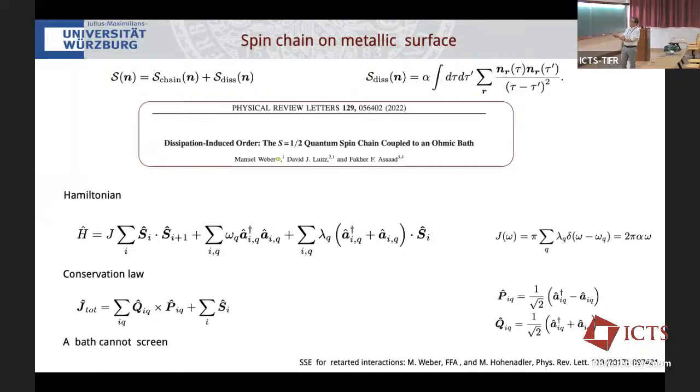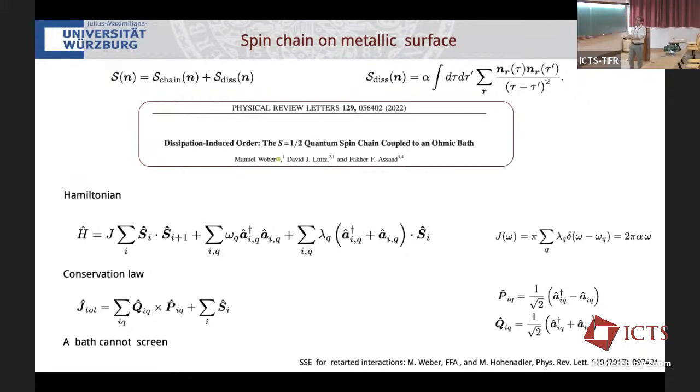If you take a spin and you couple it like this to bosons, you should ask yourself the question: can these bosons screen the spin? And there's a very simple answer to this, based on the conservation law. If you look at this Hamiltonian, there's a rotational symmetry which comes from the angular momentum of the bosons, plus the spin 1/2. So if you just take a single spin, then this will always be a half integer, which means that a bath cannot screen a single spin. So there's no screening in the weak coupling.